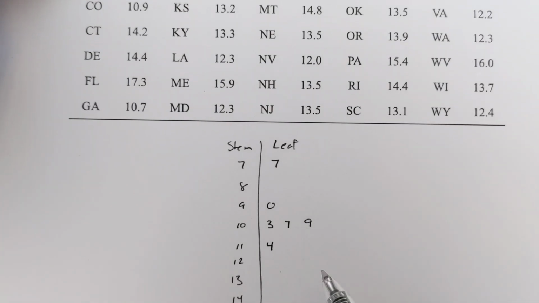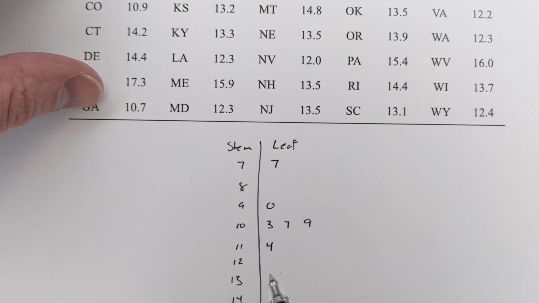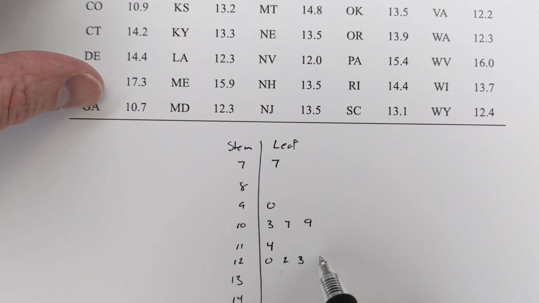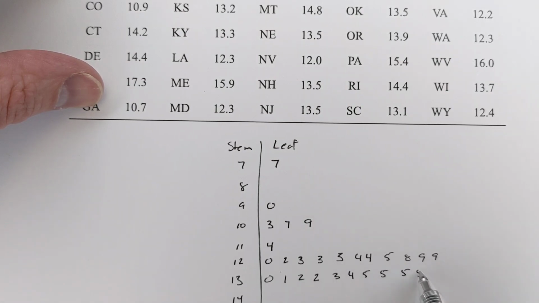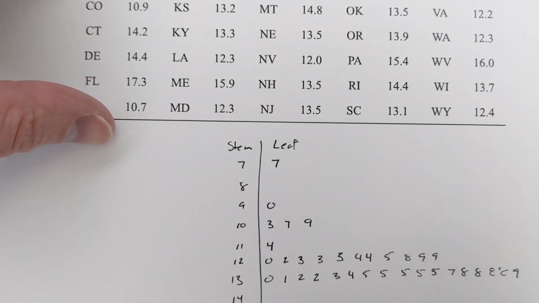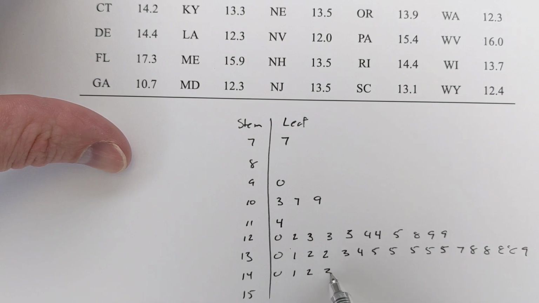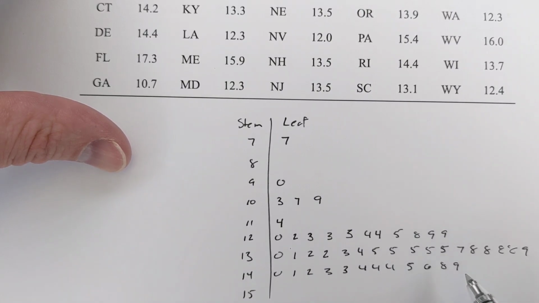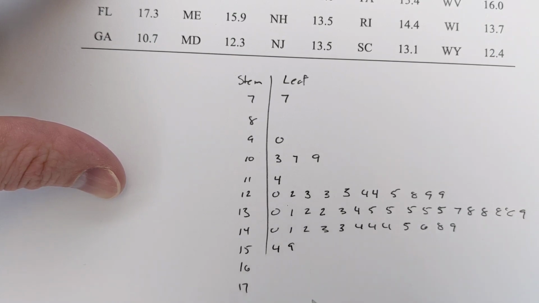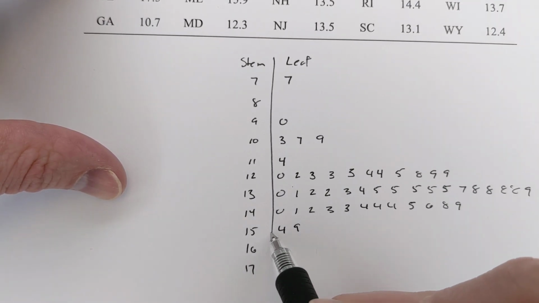11 has a 4. 12 has a 0, a 2, a 3, a 3, a 3, a 4, a 4, a 5, an 8, a 9, and a 9. 13 has a 0, 1, 2, 2, 3, 4, 5, 5, 5, 5, 5, 7, 8, 8, 8, 8, 9. 14 has 0, 1, 2, 3, 3, 4, 4, 4, 5, 6, 8, 9. 15 has just 15.4 and 15.9. 16 has 0, and 17 has 3. So that's the stem plot.